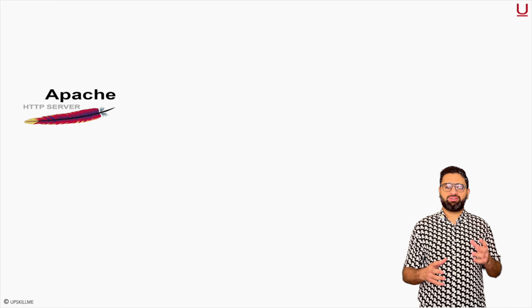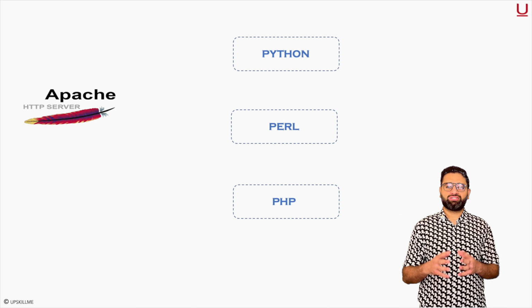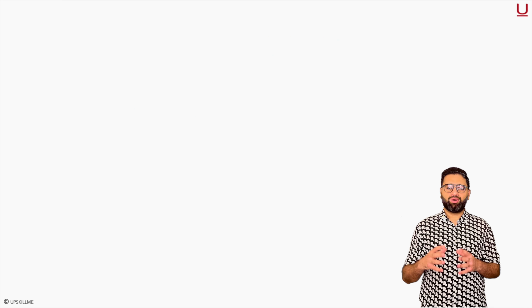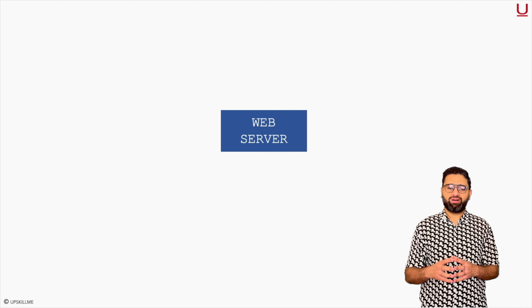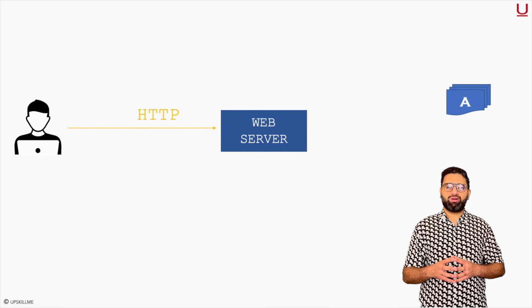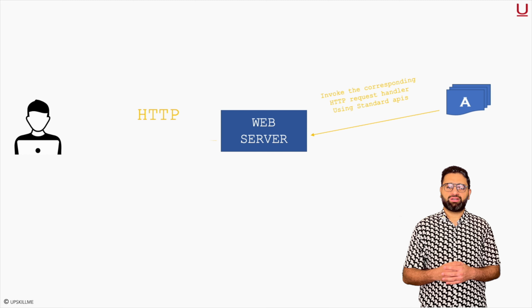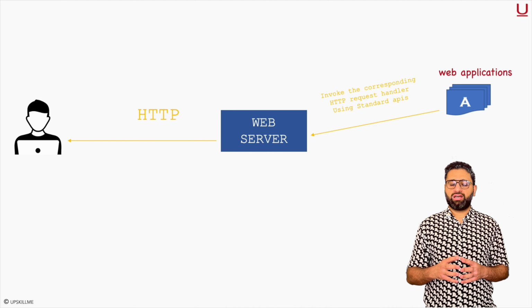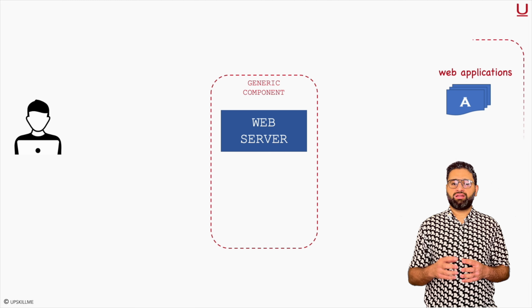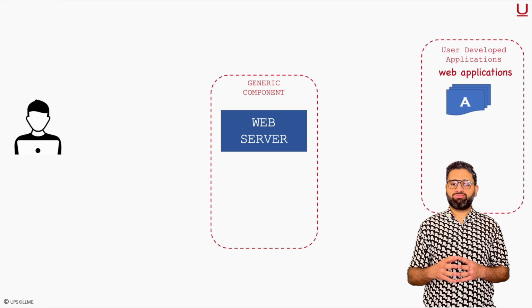Apache was the first web server to have modularization support with languages such as Perl, Python, or PHP. Modularization has enabled software developers to handle web requests independent of web server software component, allowing for development of server-side web applications. Web server behaves as a generic HTTP request handling component and delegates the request processing to custom web applications deployed on the server.